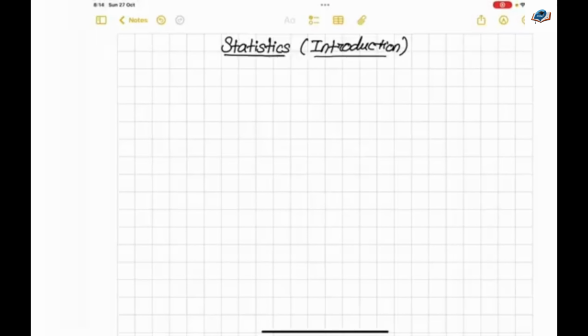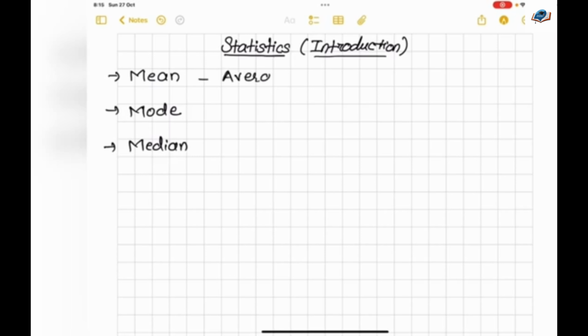Here we will be doing the introduction part first. In the introduction, we have to learn three main things: mean, mode, and median. Mean, in other words, we call as average. Median we call as middle value, and mode means most repeated value.